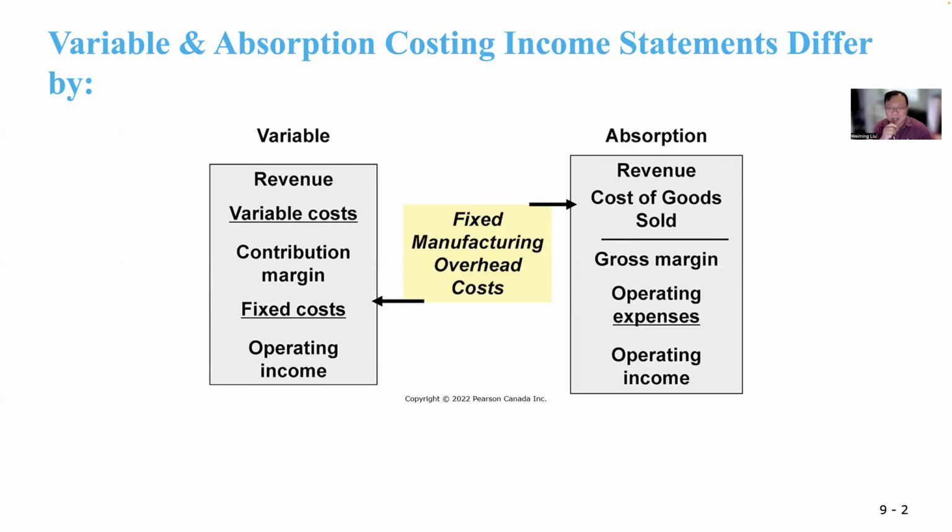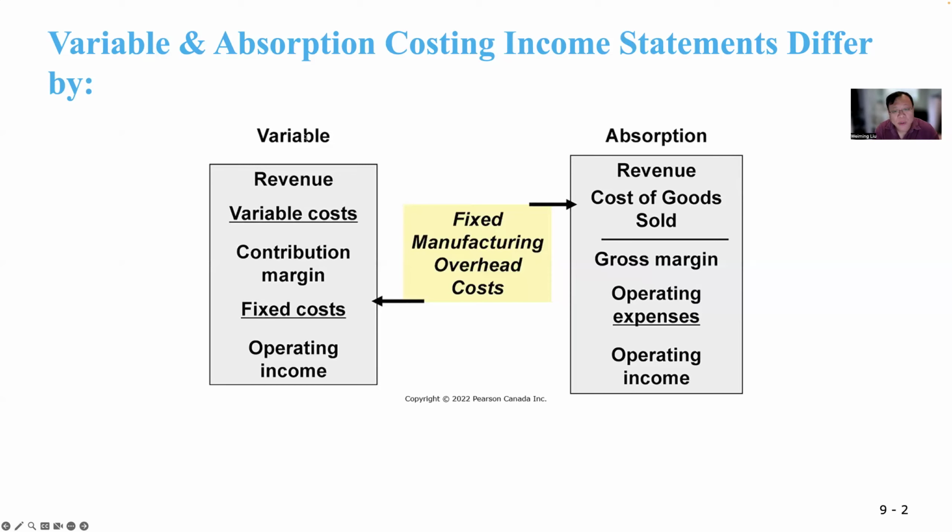If you just compare the two formats, under absorption costing it is called gross margin, and under variable costing it is called contribution margin. And then you subtract fixed cost, and that's what you get, the operating income. So you wonder what is the difference between these two formats. The difference relies on the treatment of the fixed manufacturing overhead cost.